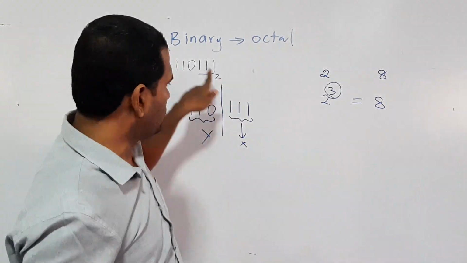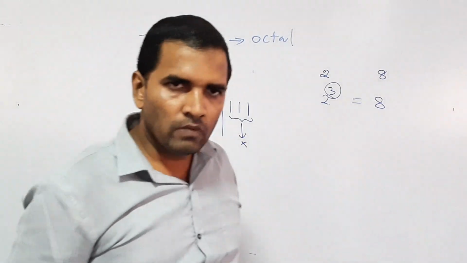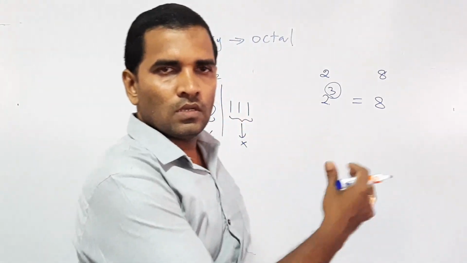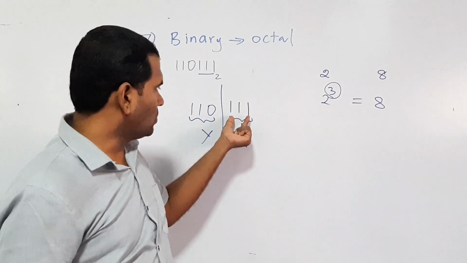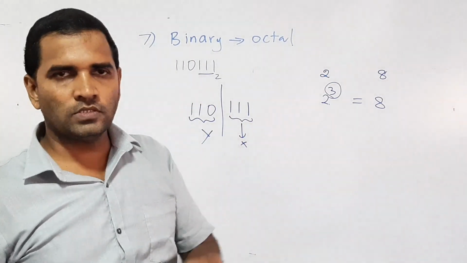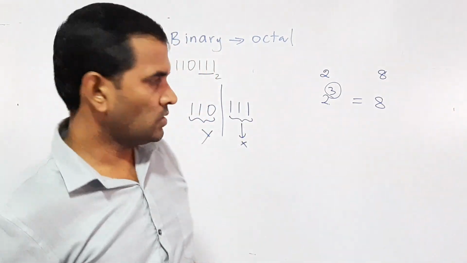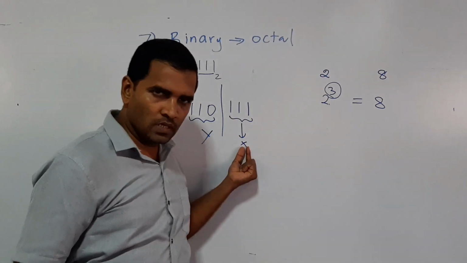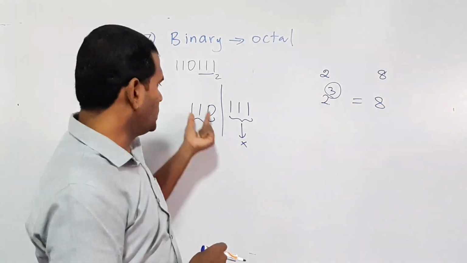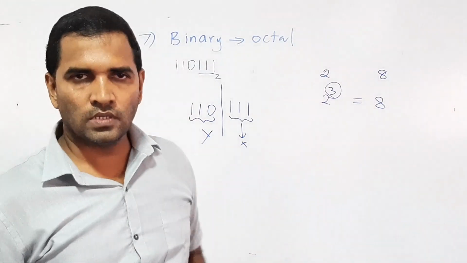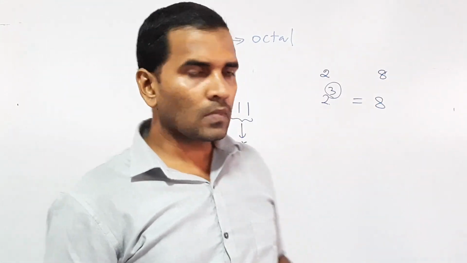That's the reason why we formed groups and made sure every group has 3 bits, because 3 bits can represent one octal digit. These 3 bits can represent one octal digit. These are different 3 bits, so these 3 bits can represent another octal digit.